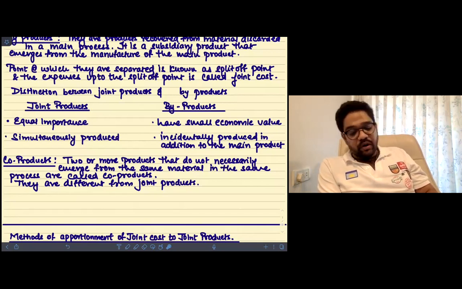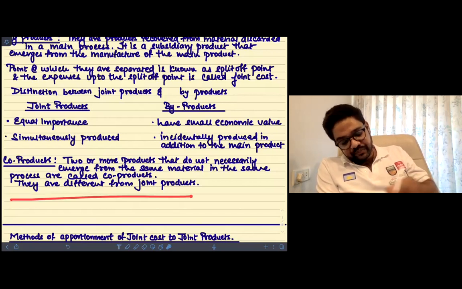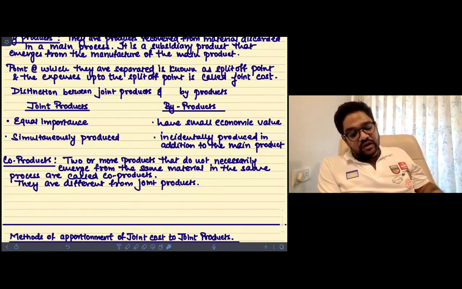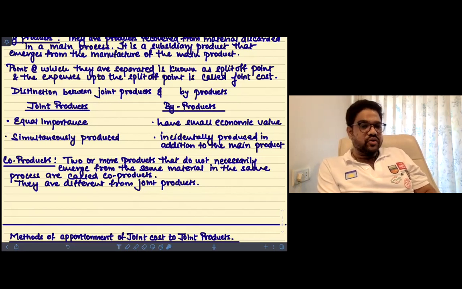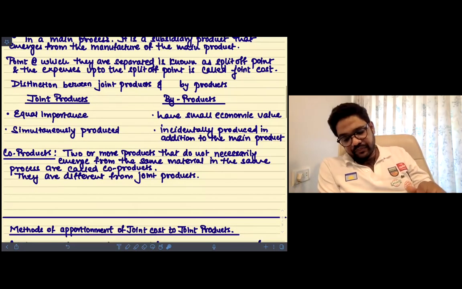And then we have co-products. Now this is new for you. Two or more products that do not necessarily emerge from the same material in the same process are called co-products. So they're not out of the same process, but they are manufactured together. So they are different from joint products. They are called co-products. You don't have any further clarification about all of that, so only knowledge of this much is more than enough.